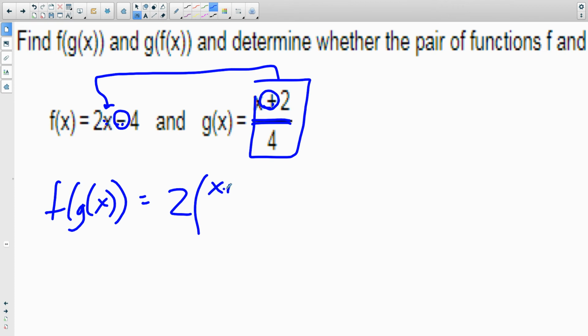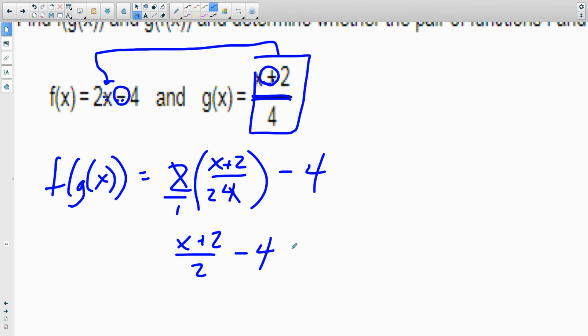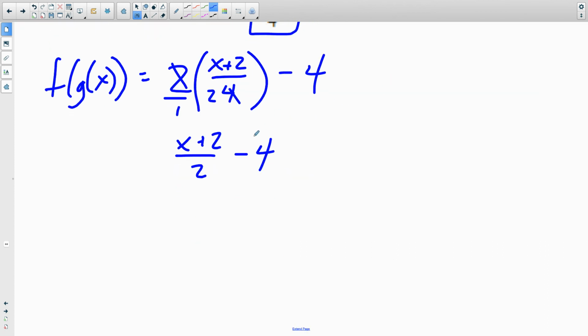So if I plug the g of x function into f, we see this 2 isn't going to cancel with this 4. This 2 maybe will reduce with this 4, where I now have a 2 on the bottom, but this is x plus 2 over 2 minus 4 now. And does it look like I'm getting x? Not necessarily.